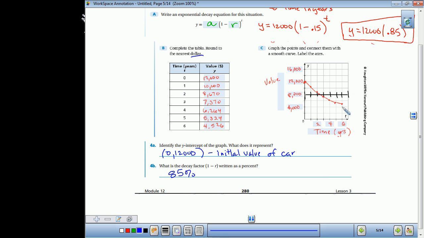And when you graphed it, it'd kind of make this. Alright, so this y-intercept here is at 12,000. So that's the initial value of the car. The decay factor, this factor is just something we're multiplying by. And so this is a factor and this is a factor because those are two things we're multiplying by. The decay factor is 0.85, but written as a percentage would be 85%. Does that make sense?